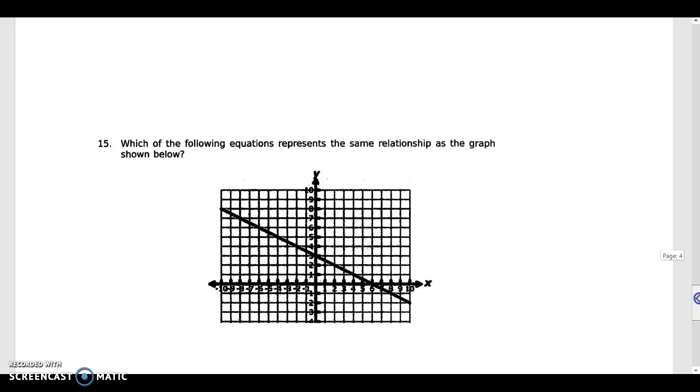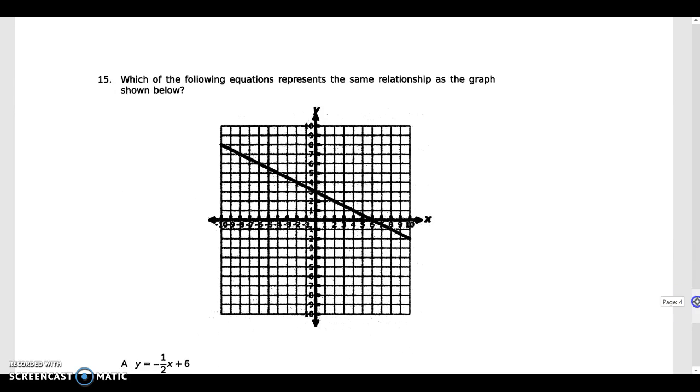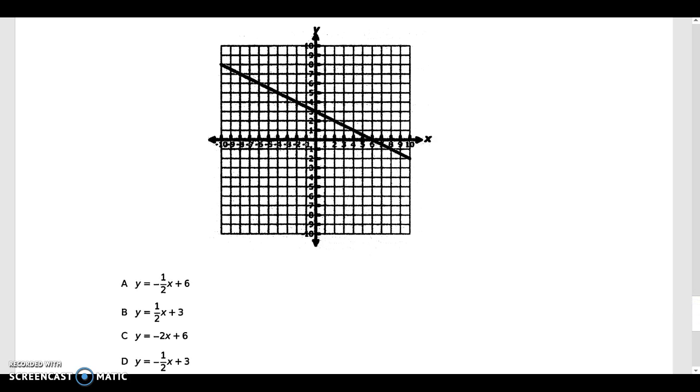And now on to the last problem here. It says, which of the following equations best represents the same relationship as the graph? So first of all, I'm going to start out always with my y-intercept, and I see it going through up here at 3. So that's (0, 3). So I know, using my formula chart, y equals mx plus b, and the b here is my y-intercept. So I know it's going to say plus 3. So now I can go ahead and eliminate the plus 6 ones. All right, so now I'm down to a 50-50 shot.